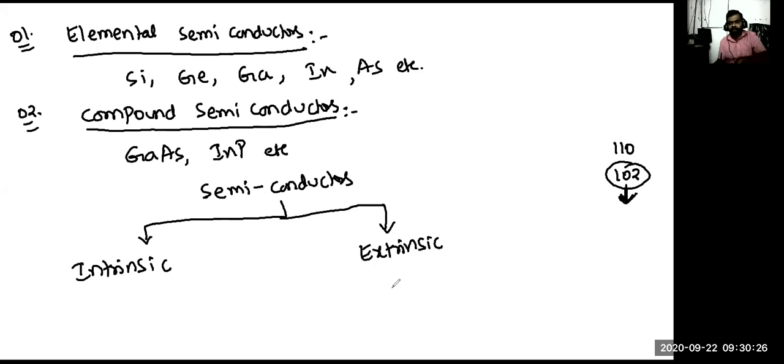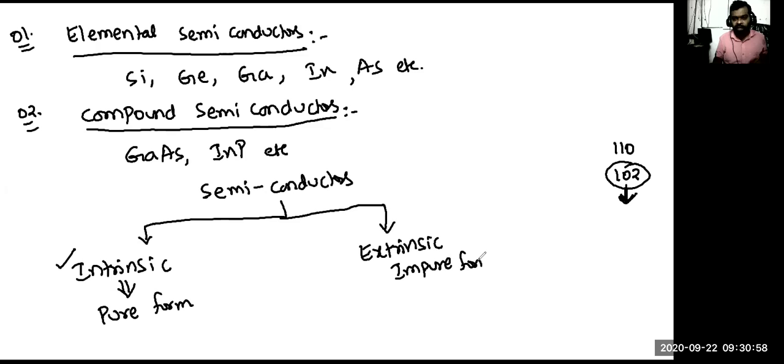Extrinsic semiconductor. Intrinsic semiconductor is the pure form of semiconductor which is available in the earth's crust. Okay, in the earth, what is generally or naturally found, we call an intrinsic semiconductor. Now, extrinsic semiconductor is the impure form.